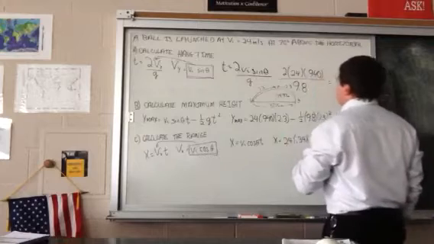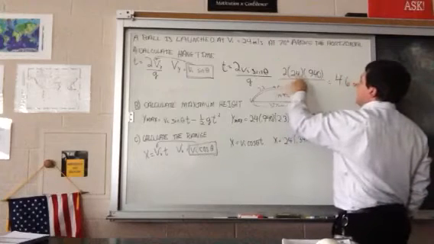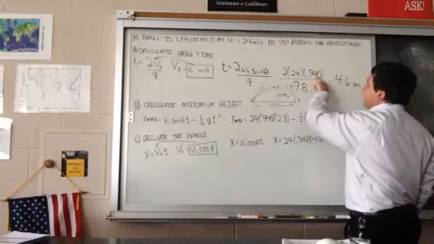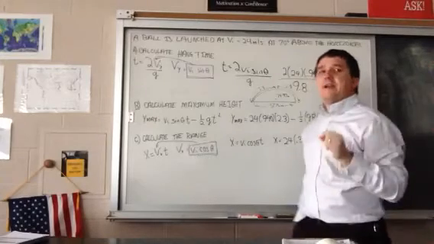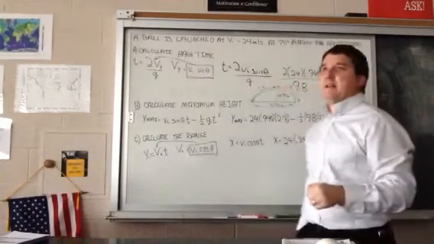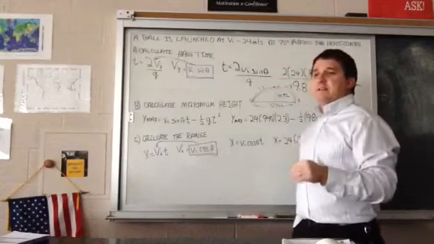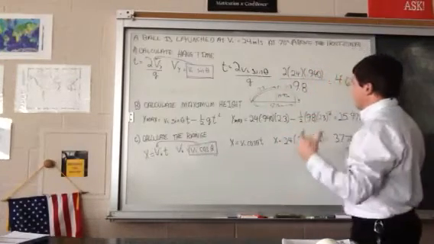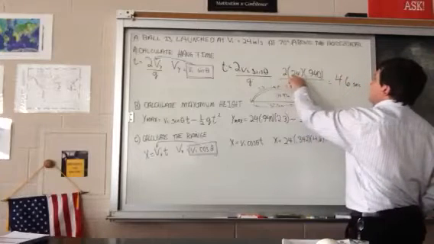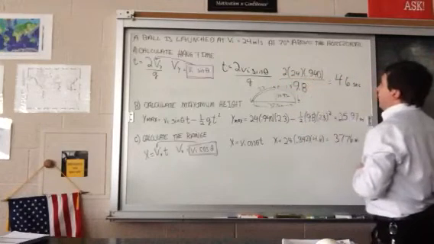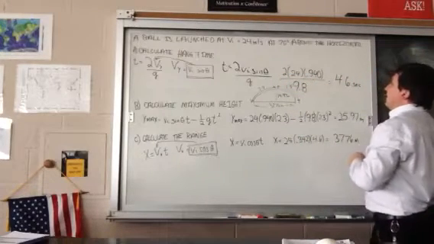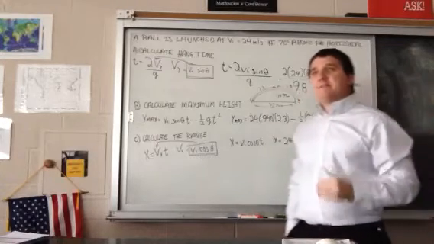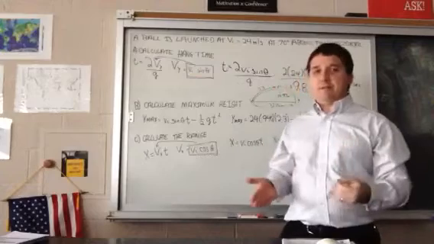Plugging in the numbers here, we've got 2 times the launch speed, which is 24, times the sine of 70 degrees, which is 0.940. Remember, your calculator should be in degrees and not radians. A lot of times the default setting is radians, so before you start this worksheet, make sure your calculator is in the correct mode, which is degrees. So if you go 2 times 24 times 0.940, and then divide that by 9.8, you get 4.6 seconds. Invariably, sometimes people forget to account for gravity.